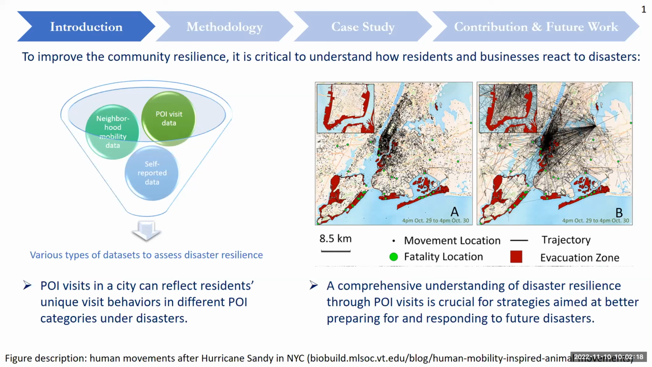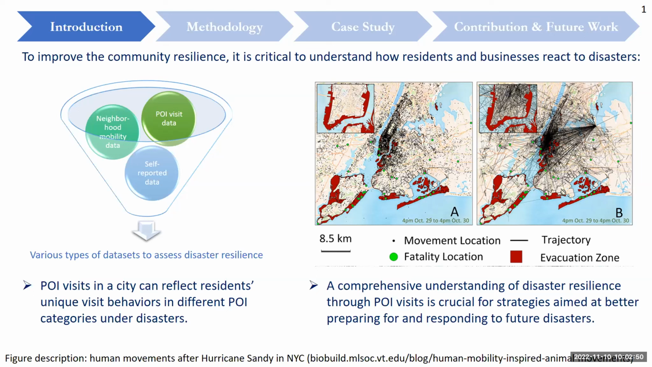With more development in technology, now we have a lot of other types of location-based data, such as based on cell phone, GPS signal, or social media. For example, people are now using neighborhood mobile data. They're studying how people travel from one neighborhood to another, from one city to another city during disaster and after disaster.